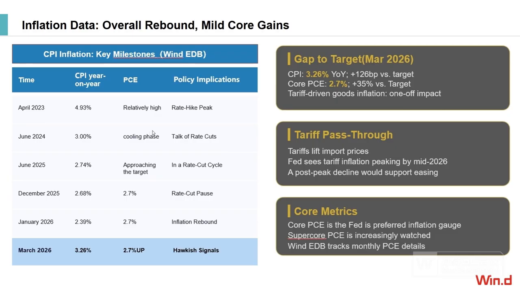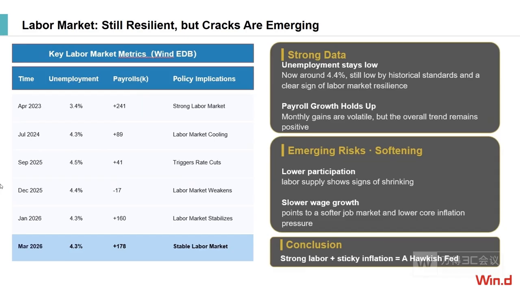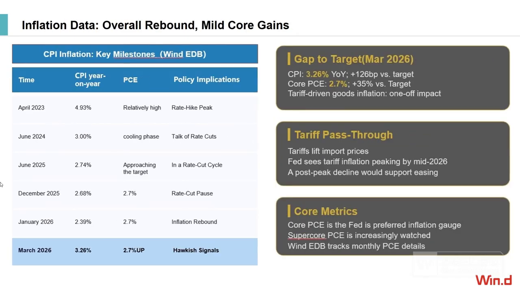In April 2023, the year-on-year CPI reached a high of 4.93%, while core PCE remained elevated, marking the peak period of interest rate hikes. By January 2025, the year-on-year CPI had further declined to 2.74%, with core PCE approaching the Federal Reserve's 2% target, formally entering the rate-cutting cycle.